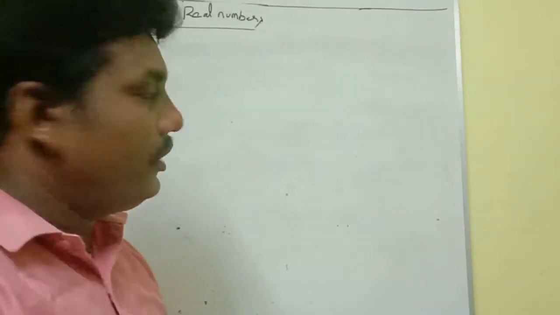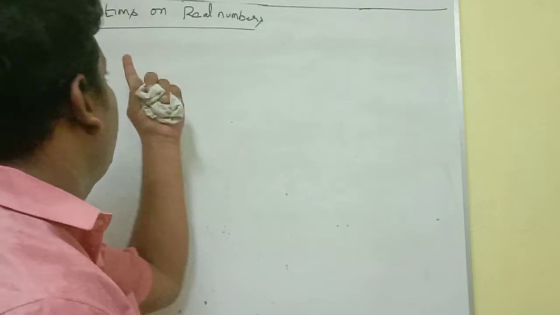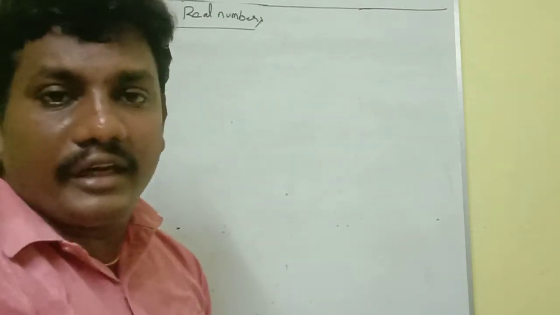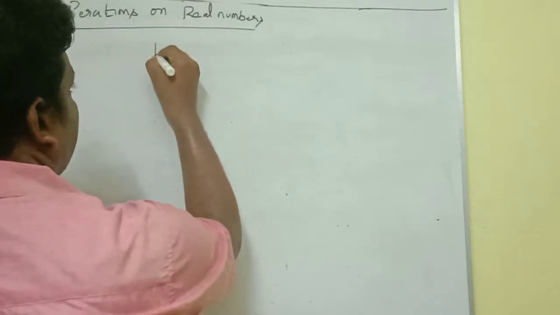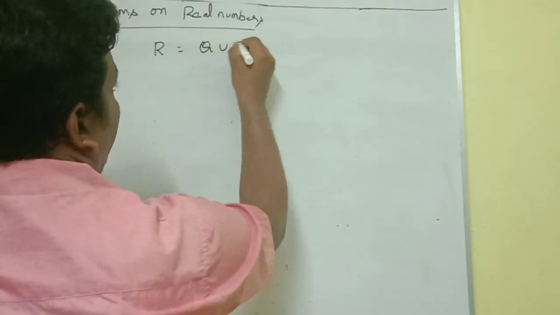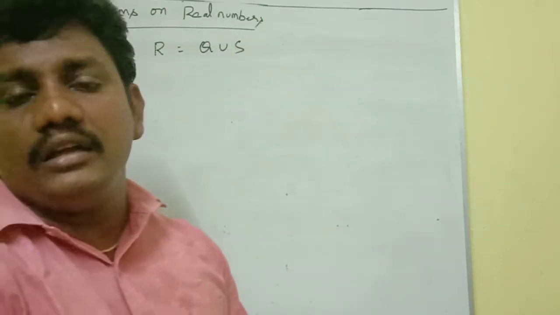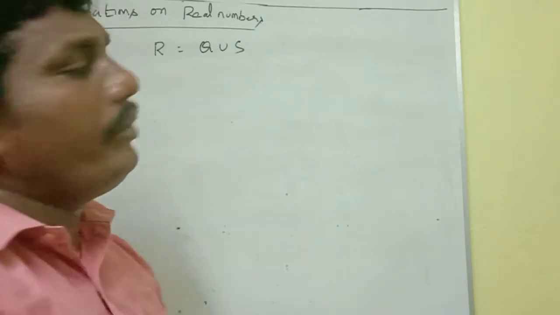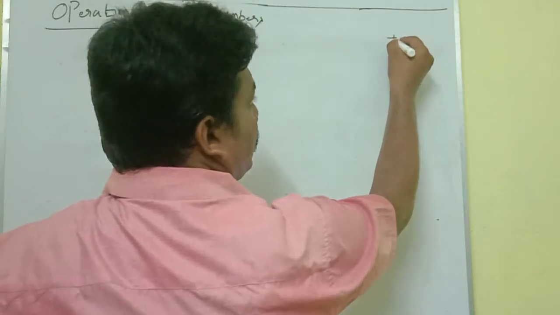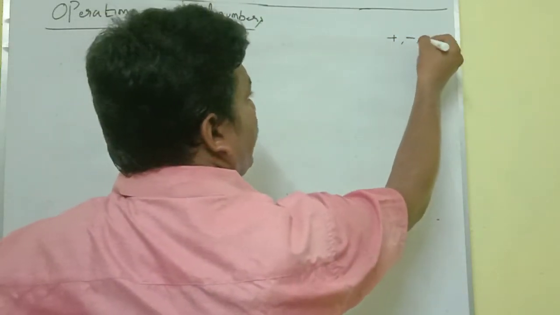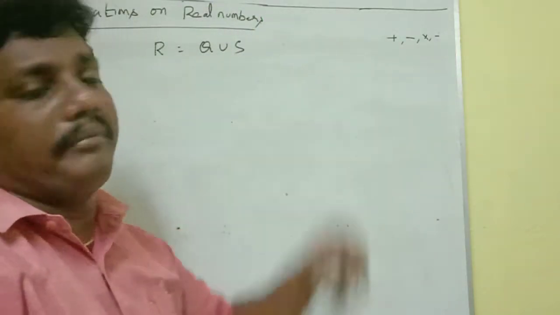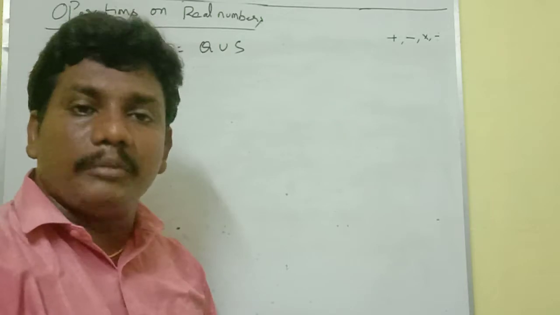Hi students, in this video we are going to discuss operations on real numbers. As we know already, what is a real number? A real number is nothing but the union of rationals and irrationals. Under the operations of real numbers, what are the arithmetic operations? We have four types of arithmetic operations: plus, minus, product, division. So addition, subtraction, multiplication and division are the four arithmetic operations.